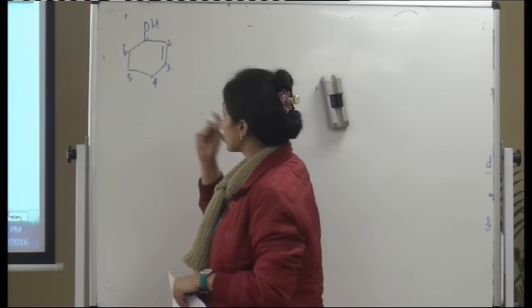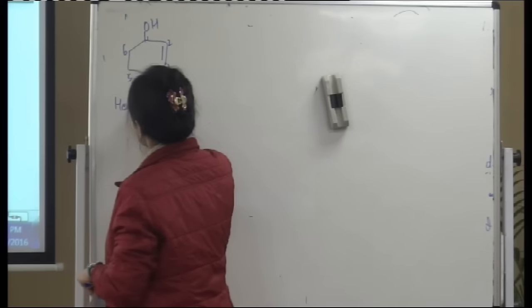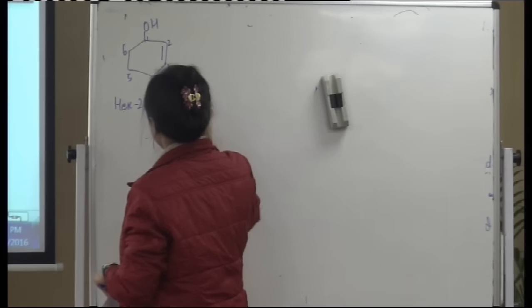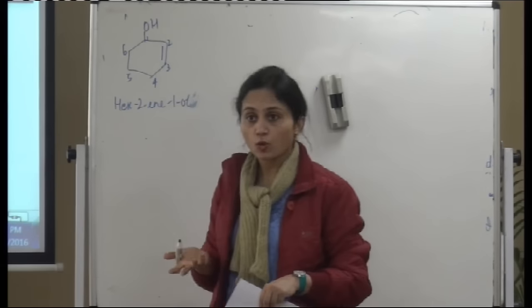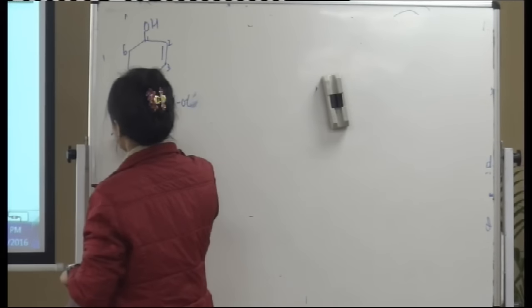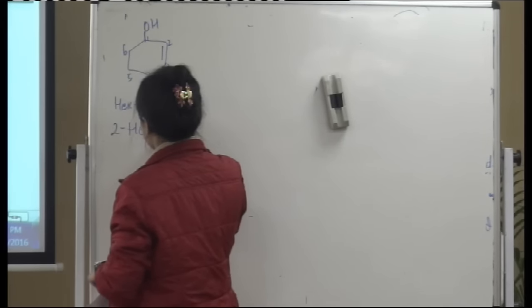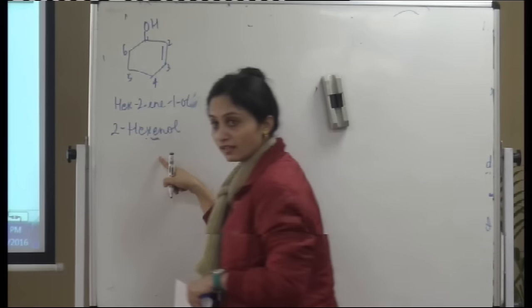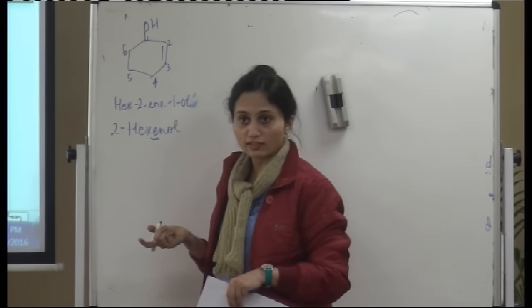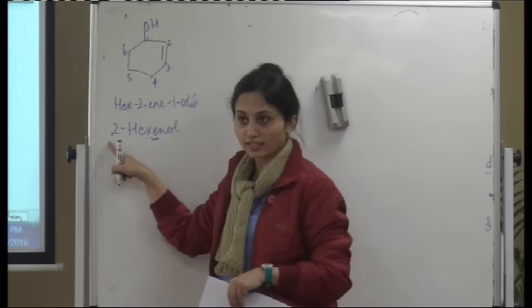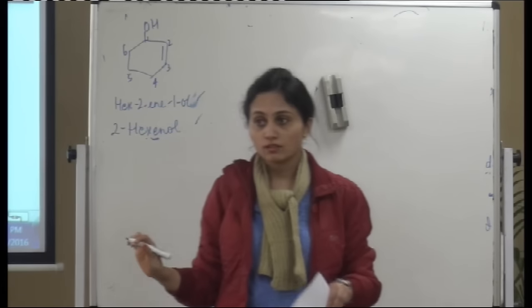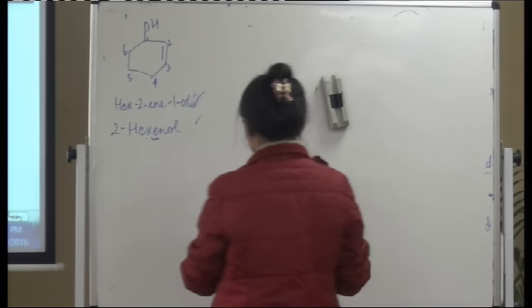So you can actually put it as hex-2-ene-1-ol, or it is understood that your ol will be attached to the first carbon. So if you put it as 2-hexenol also, remember that the e should be there. This is representing your ene. So it is understood that ol will definitely be at 1, and your ene is starting at the second carbon. So this is like one and the same. Both are correct.